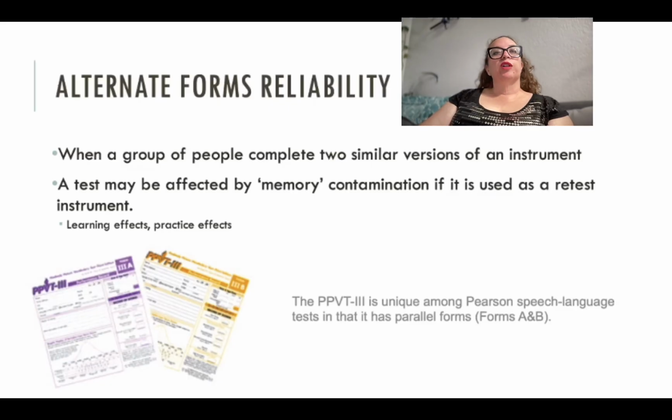Now we have alternate forms reliability, or parallel forms reliability. This is when we have two versions of the same measure that are the same in terms of scoring, but different in terms of content.